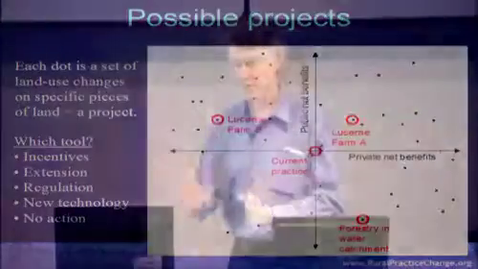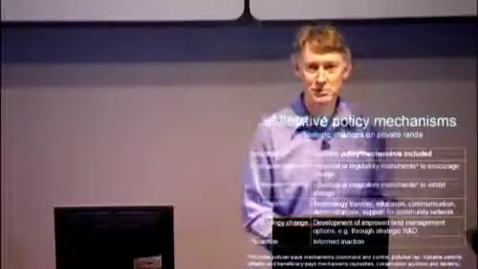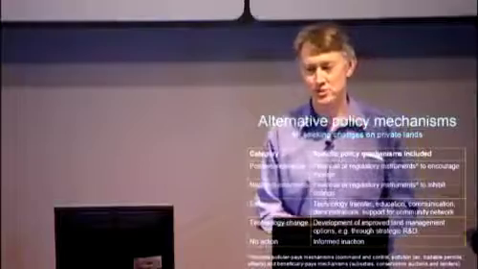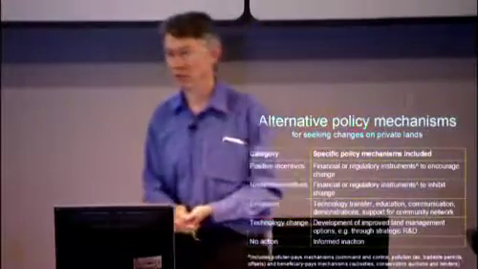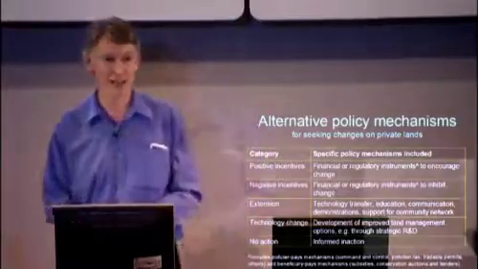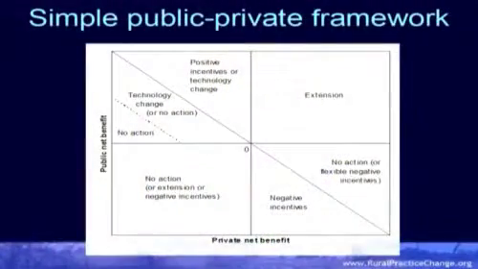So the point is that the dots could be anywhere, and the question is, depending on where the dots are, what sort of policy mechanism would be appropriate? Incentives of some sort, extension, regulation, development of new technology, or informed inaction. If I worked you through the full set of rules, you'd get a graph that looks like that. And it falls out quite nicely. There's a reasonably nice demarcation of projects for which particular policy mechanisms are appropriate.